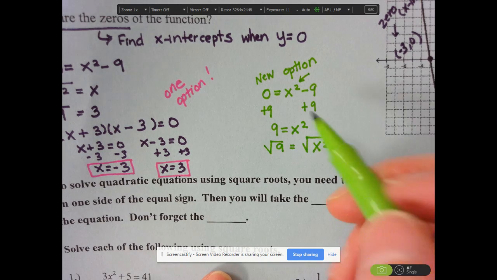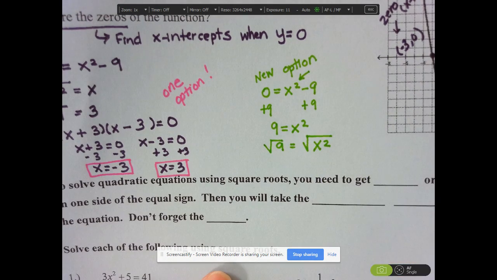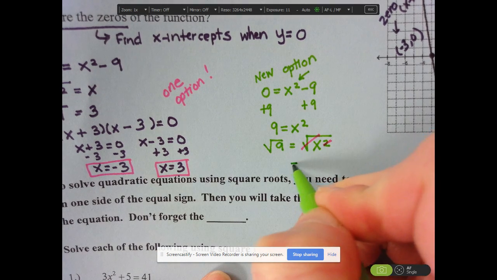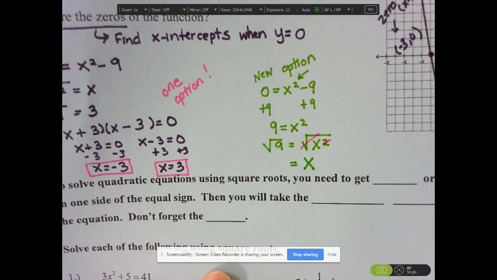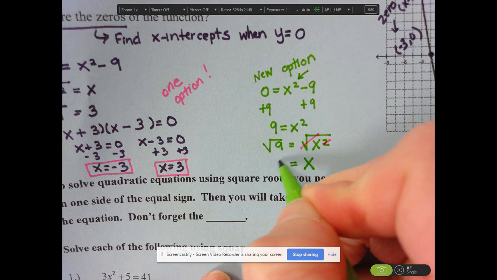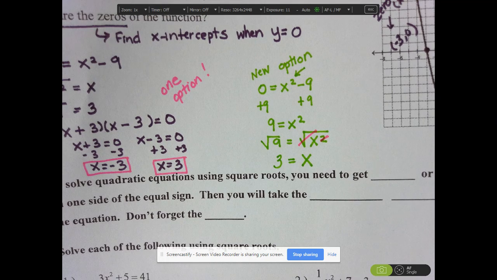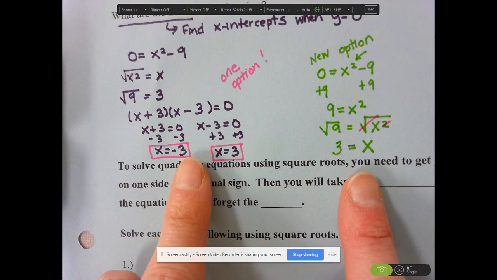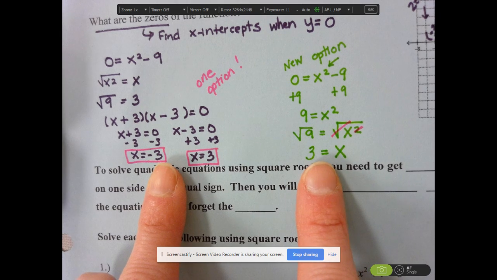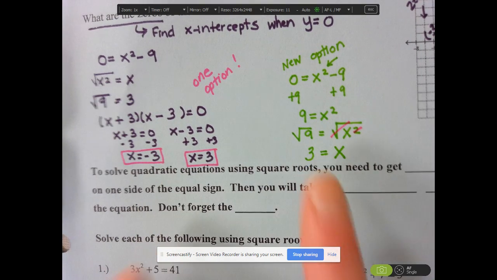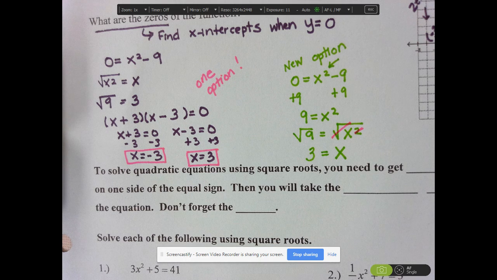Now you know this. Square and square root, what happens to them? They cancel out, which is kind of cool, leaves me with x. What about the square root of 9? 3. Now, here's the small problem with our new option. Look at your answers that we found with factoring. Look at your answer that you found when you used a square root. What's the problem? Oh, we're missing the negative sign. We're missing the one that's the minus 3. And that's where the little bit of the problem comes in.